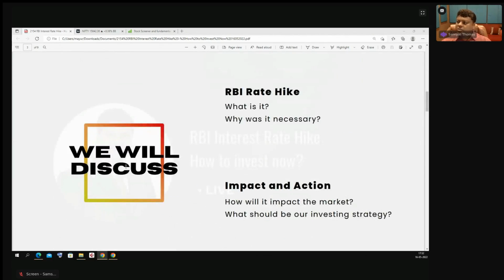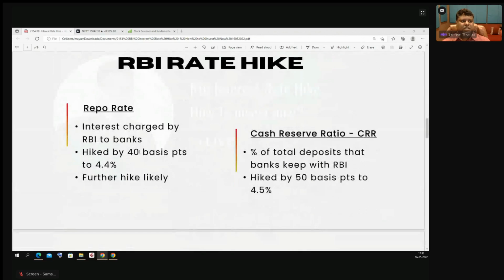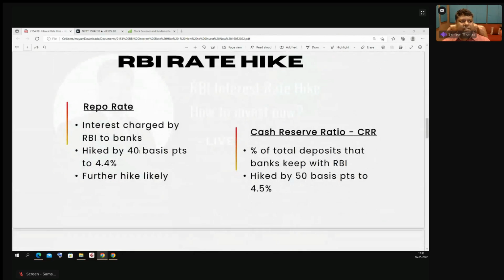So this is what we'll be discussing: the RBI rate hike. What is it, in fact, and why was it necessary? And then we'll also see how this will impact the market, and what is the action that we need to take, what is the investing strategy that we need to follow. So just the basics of what it is, and how it will impact us.